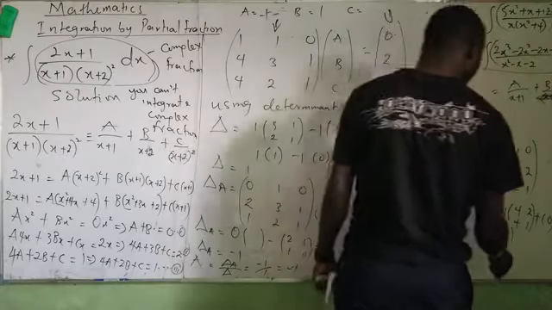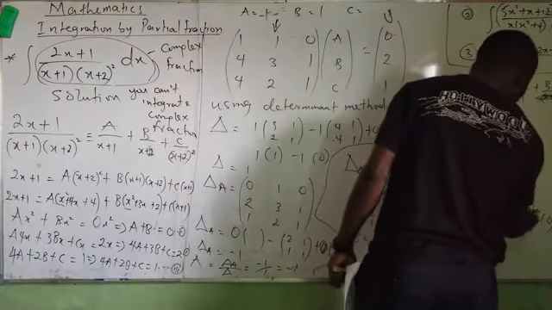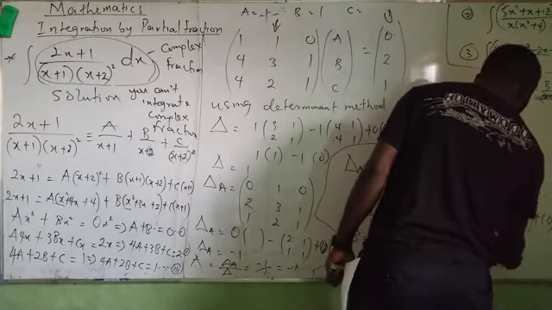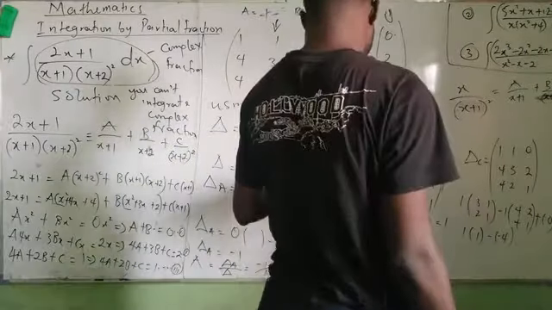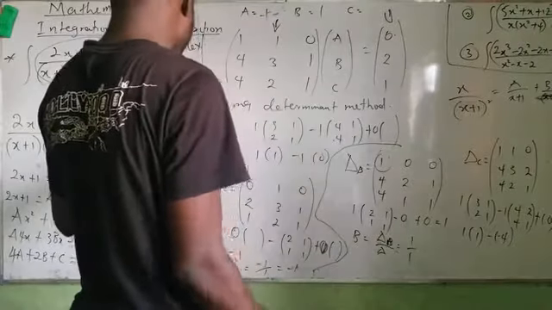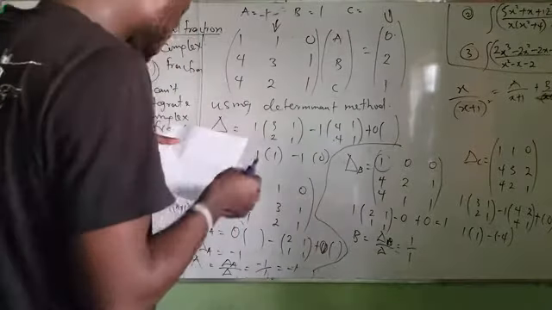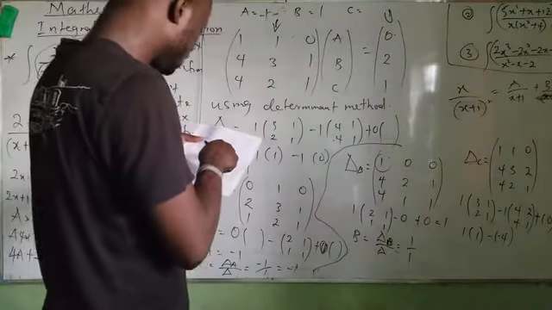4 minus, that will be what? I will be having 4 minus 8. That will be minus 4, which is going to be what? Minus 4. Yes, I'll be having minus 4. Since I have minus 4, hope I'm not making any other mistake.